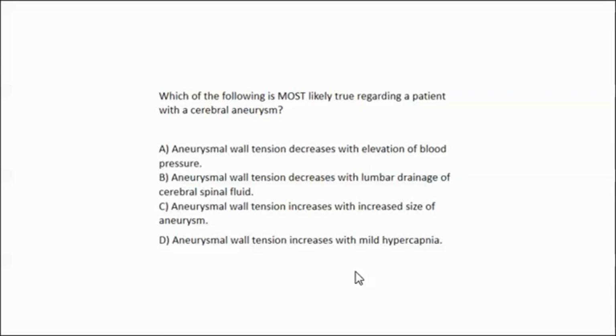So essentially, we'll do awake A lines on someone with a giant aneurysm or one that I decide is big or stressful. If it's a little 3 millimeter aneurysm, then we'll usually do it asleep just for the patient's comfort, and be very careful with the induction. So increased size is increased wall stress.